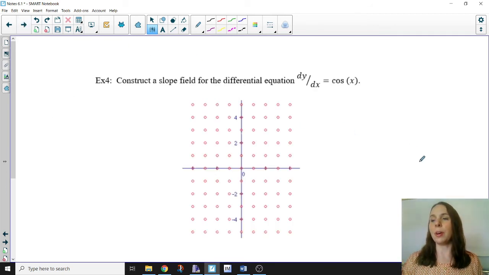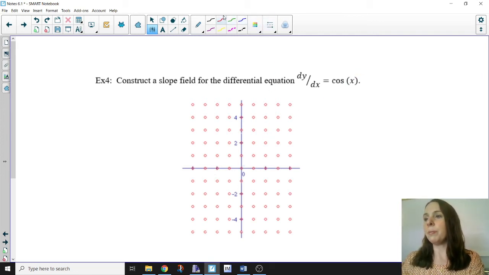Okay, let's go to the differential equation being cosine of x. Example 4. Construct a slope field for dy dx equals cosine of x. Okay, what you do here is you take all of these ordered pairs where you see the dots, and you're going to substitute them into this differential equation, dy dx equals cosine of x, and you're going to get a number out for each ordered pair, like this.